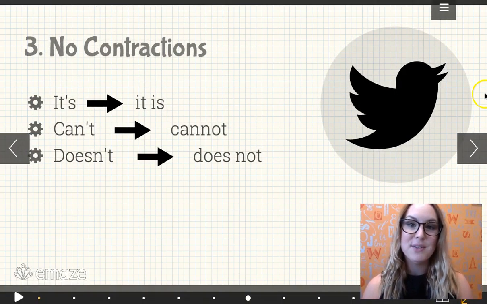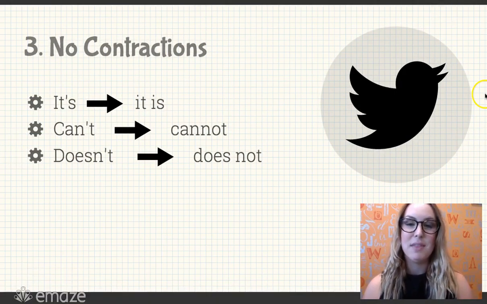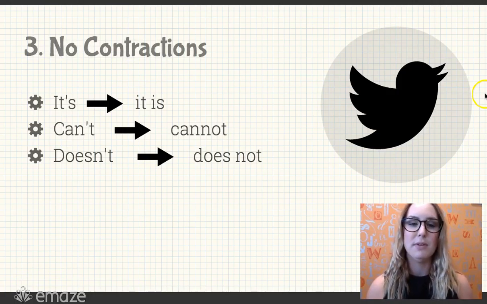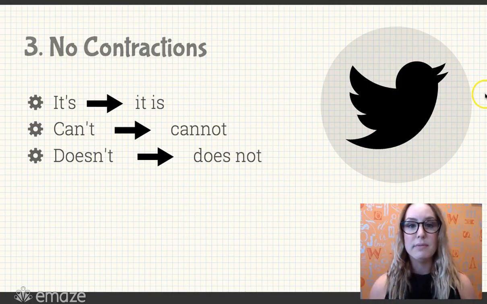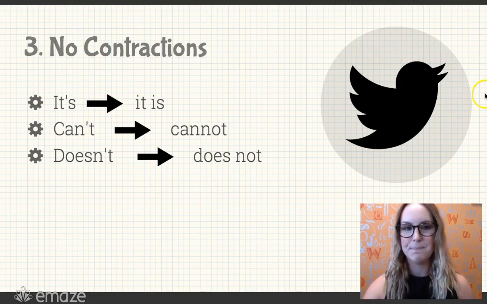Rule number three is no contractions. So again, with things like Twitter, where you are limited in how many words you can include, it's very common now for people to use contractions. And it's also very common in spoken language. You know, we would never say does not, we would just say don't. But it's very important in your writing to just remove all of these. So it's will become it is, can't, cannot, etc.